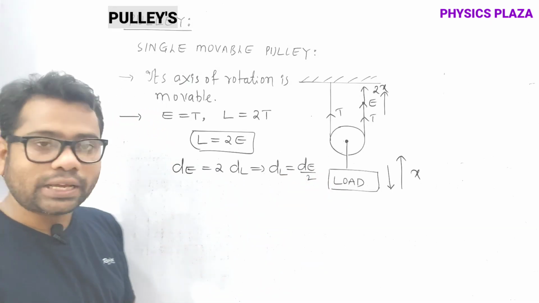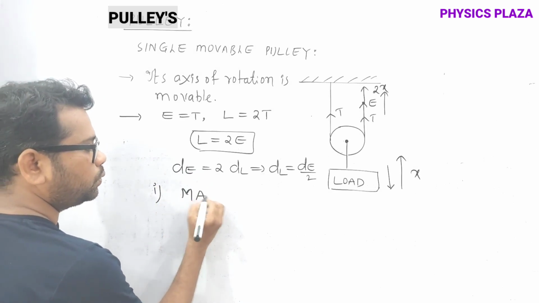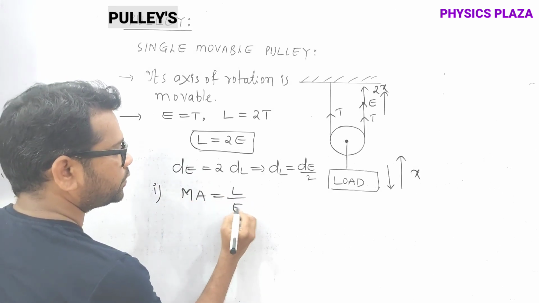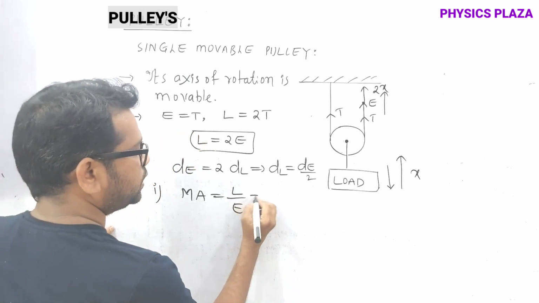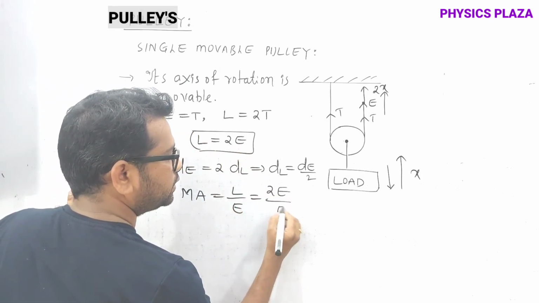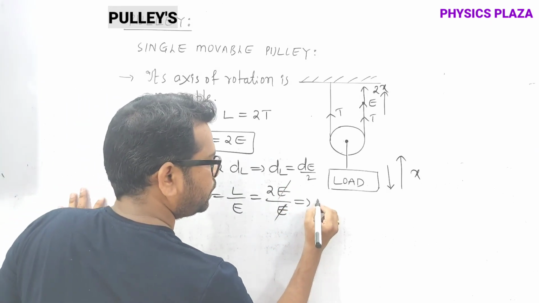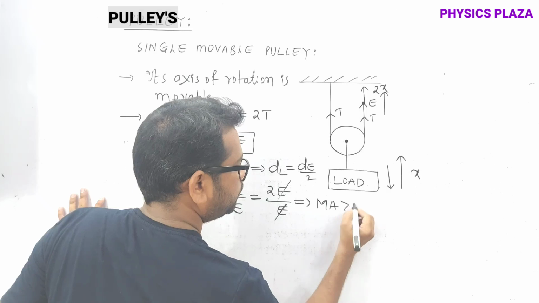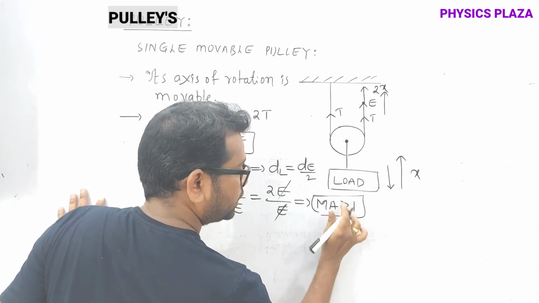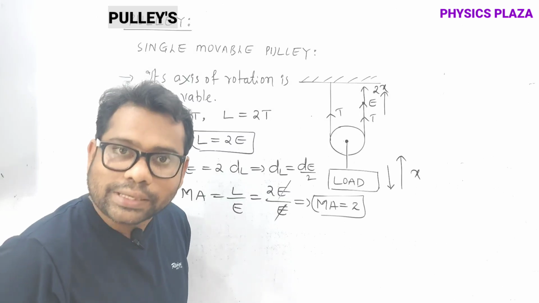Okay, fine. Now let us calculate the mechanical advantage. Children, here mechanical advantage is equal to load by effort. But here, what do we know about the load? Load is 2 times effort, that is 2E by E. E gets cancelled. So the mechanical advantage of the single movable pulley is greater than 1, that is 2. Of course, it is 2 only. But can we say it's greater than 1? Yes, we can say that.